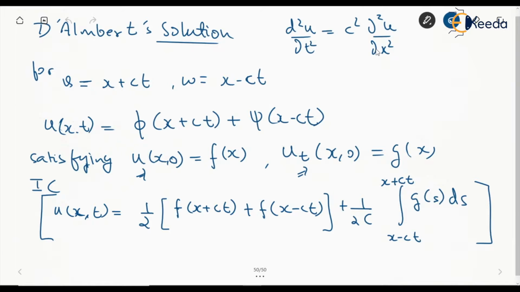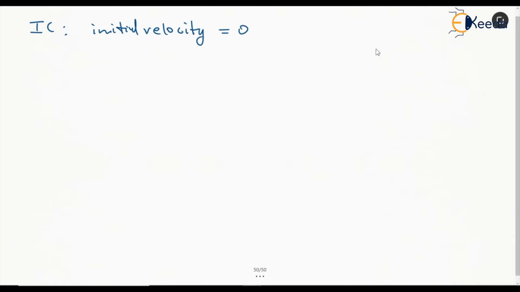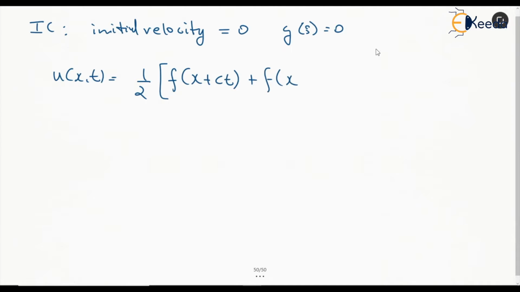And if the initial velocity in the IC is equal to 0, that is g of x or s, anything is fine, g of s is equal to 0, then the integration of g(s) ds has no existence, and this u(x,t) can be given as 1 by 2 times of the function f of x plus ct plus f of x minus ct, right?